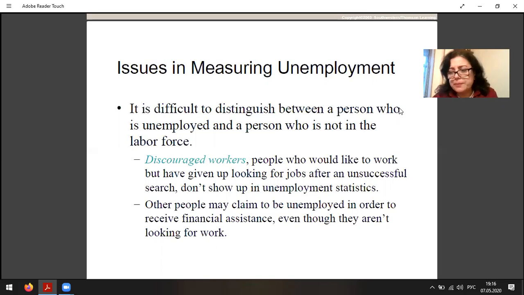The other people may claim to be unemployed in order to get some financial assistance, some financial help, even though in reality they aren't looking for a real job.